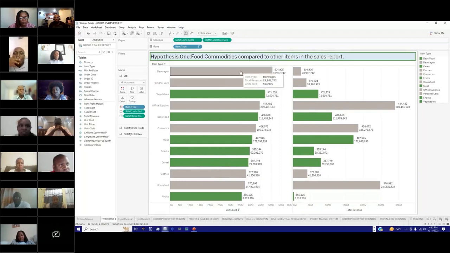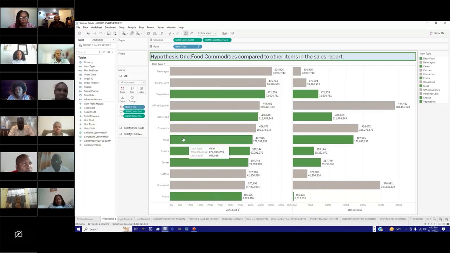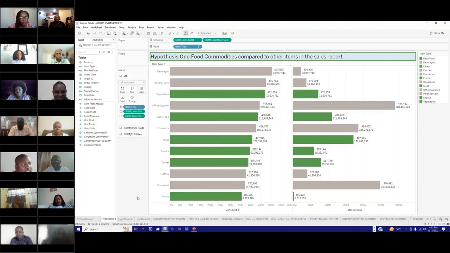So we also decided not to categorize beverages as food items because beverage can be any type, not necessarily a food item. So here, this was the first hypothesis, but we did not follow through with this. So we tested the second one.